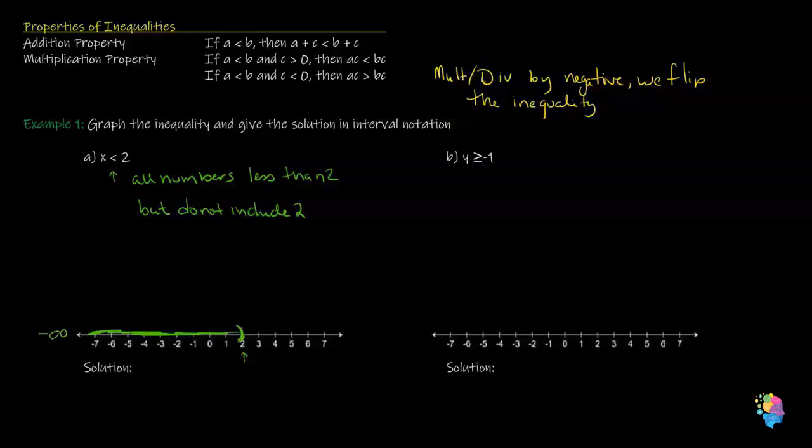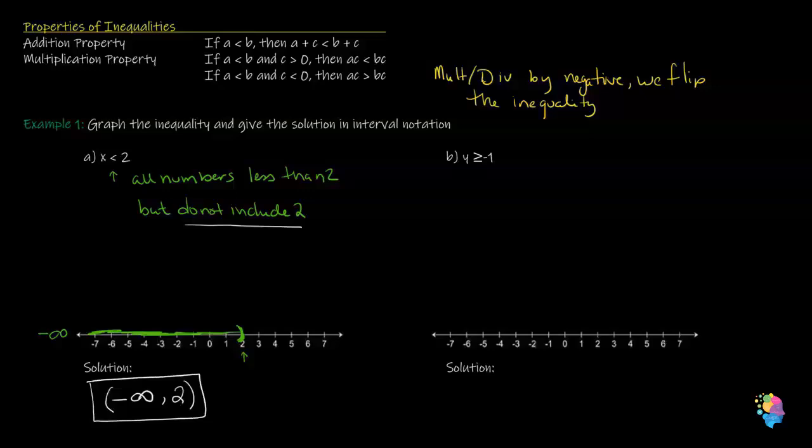Our solution then, we write it by reading this number line from left to right. So our solution goes from the left, from negative infinity, all the way to the right. Well, the last number being shaded is 2, but since it does not include 2, remember, I'm going to put a parentheses, and then the infinity symbol always takes a parentheses. So then this is our solution.